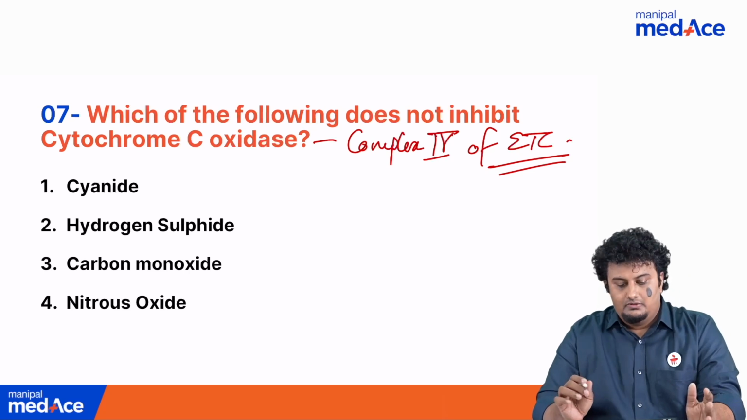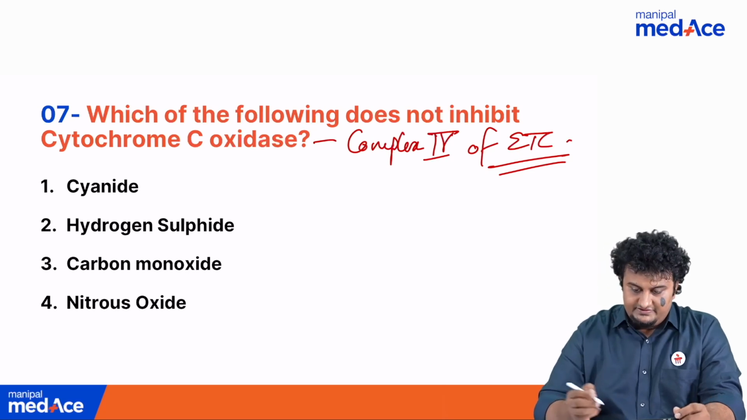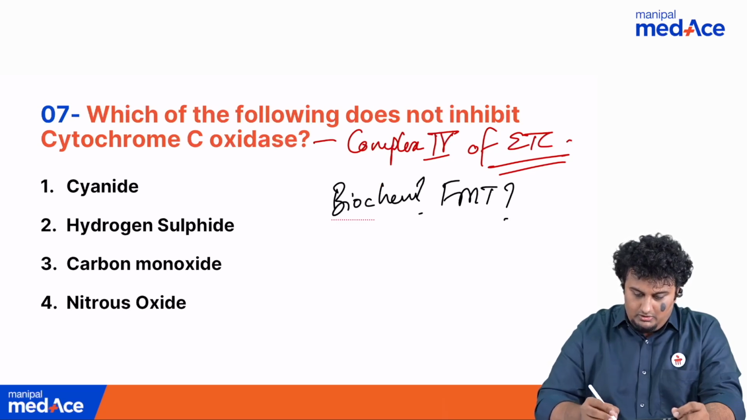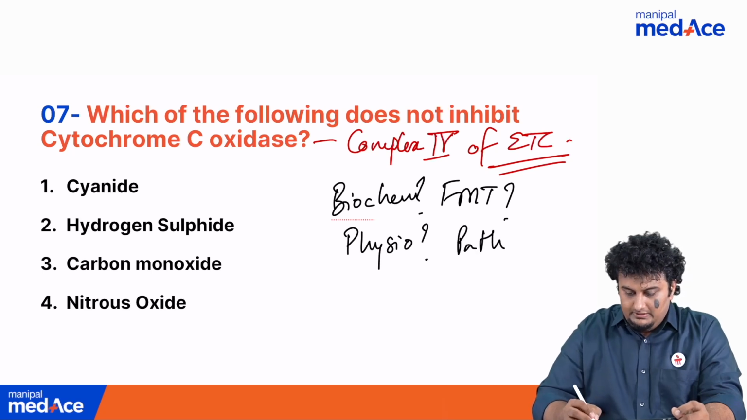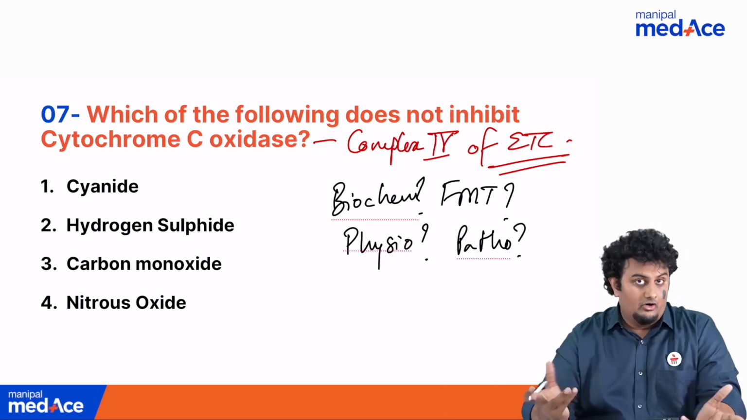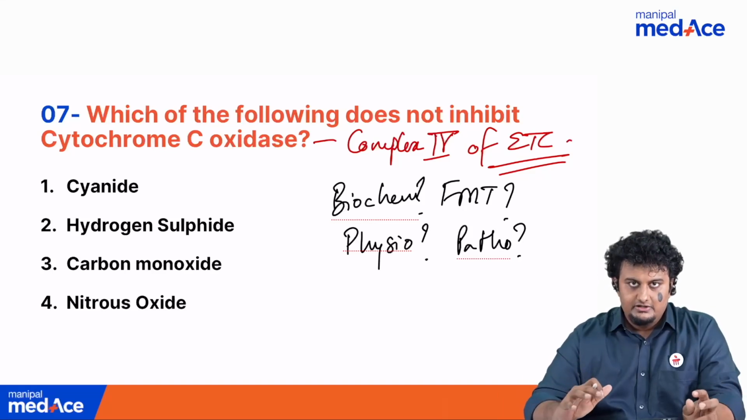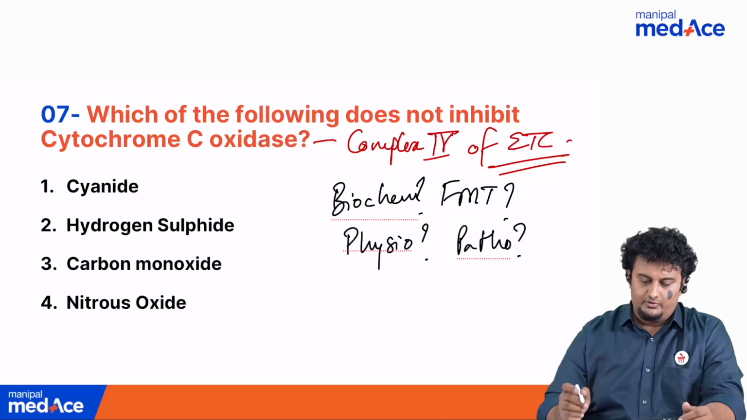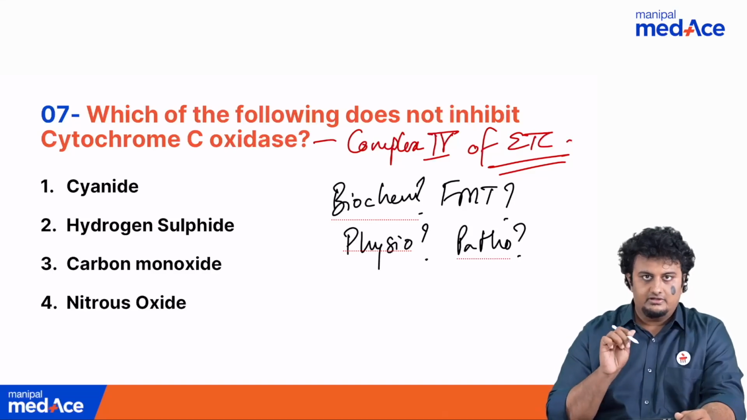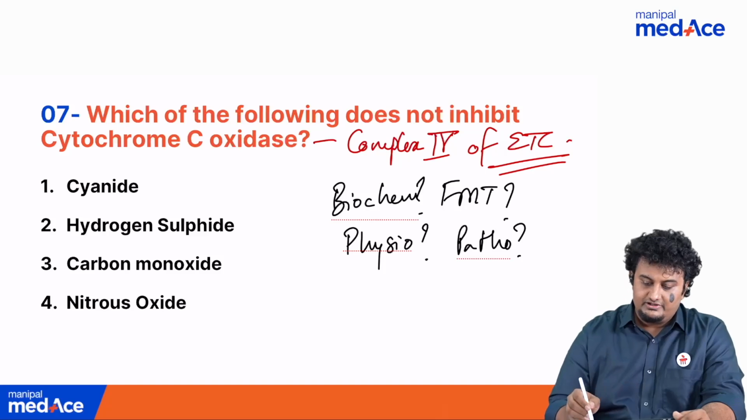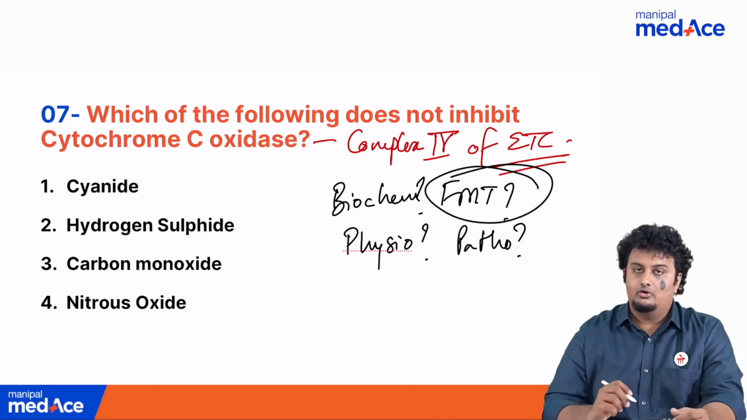Now, a lot of students asked me, sir, is this a question to do with biochem, FMT, physio, or patho? And I feel this is the wrong way to divide the subjects, because at the end of the day, you need to know all of the disciplines to be able to treat the patient in the most optimum way. Now, all of the options given here are toxic substances which we discuss in forensic medicine and toxicology. So therefore, it does behoove us to know about these things.